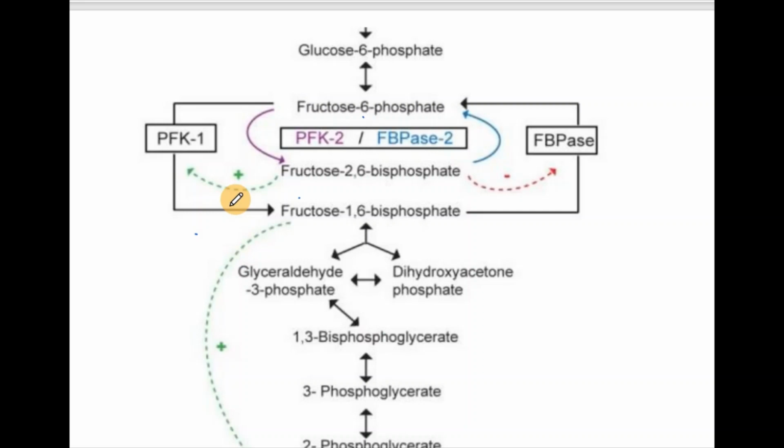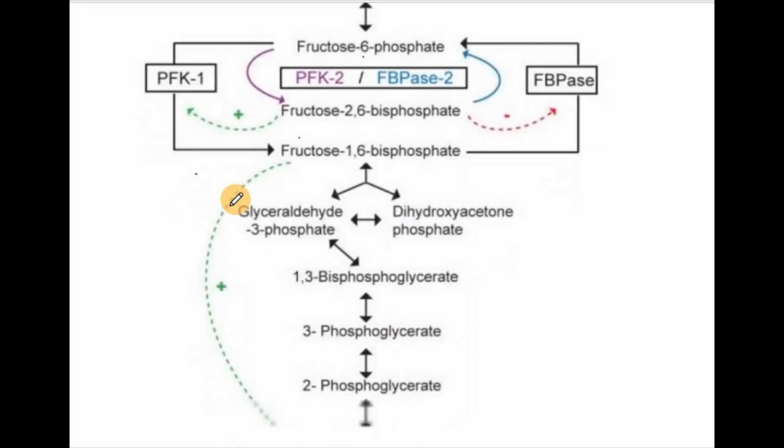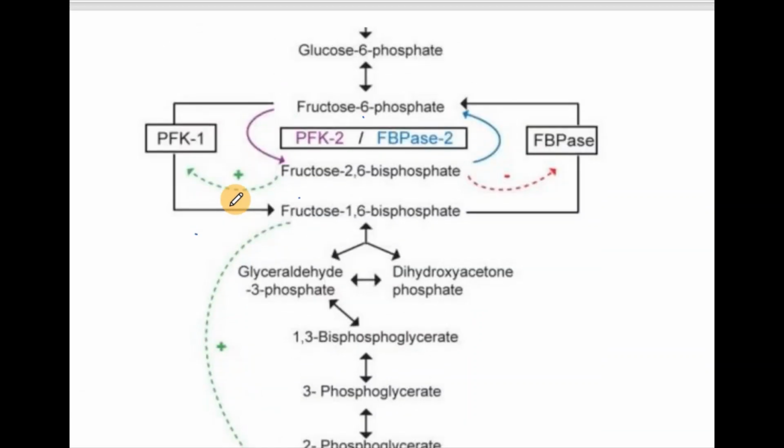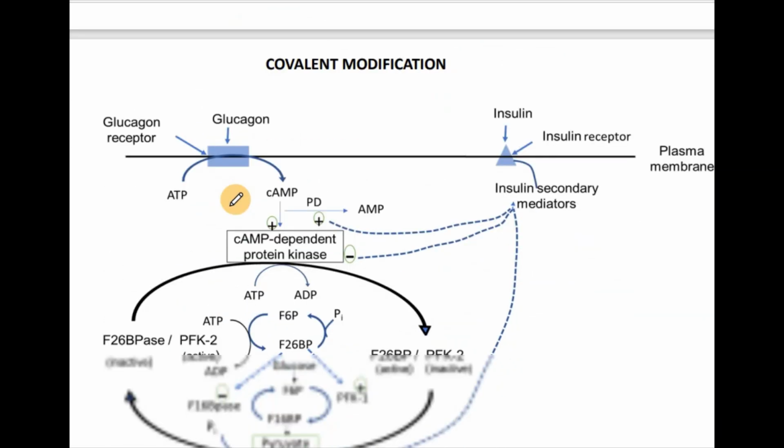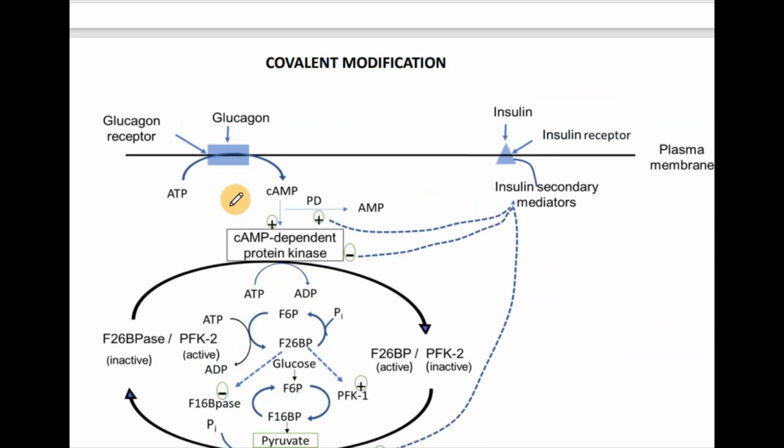Let's apply this concept in covalent modification of glycolysis. So far, we are done with the allosteric inhibition and allosteric activation. If you have any question, drop it in the comment section and we are going to answer you. Now let's come to covalent modification. This is just a schematic summarized representation of the covalent modification of the enzymes.